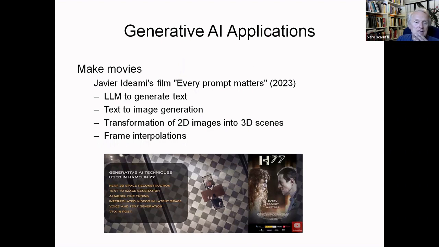My friend Javier is pioneering how to make movies with generative AI. He has just made this film titled Every Prompt Matters, using all techniques that come from generative AI.